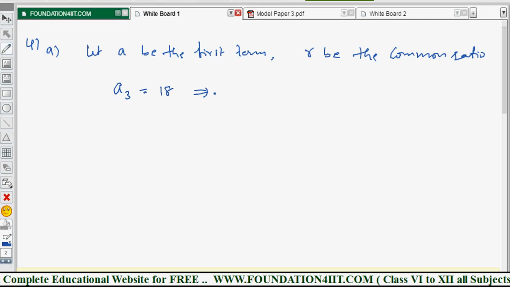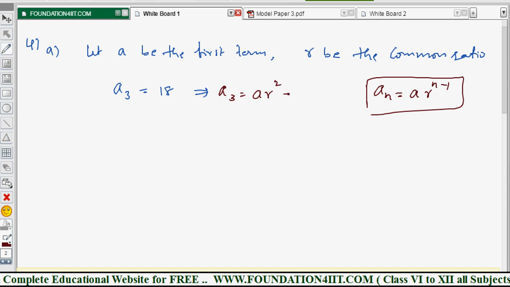So we know the AN formula, that is A into R power n minus 1, right? So we know the AN formula in geometric progression. AN is equal to A into R to the power n minus 1. So by using this formula, here A3 is equal to A into R to the power 2, that is equal to 18. So that will be equation 1. And one more is given, seventh term, so A7, that is 32 by 9. Now using this, A into R to the power 6 is 32 by 9. Okay, this is the second equation.